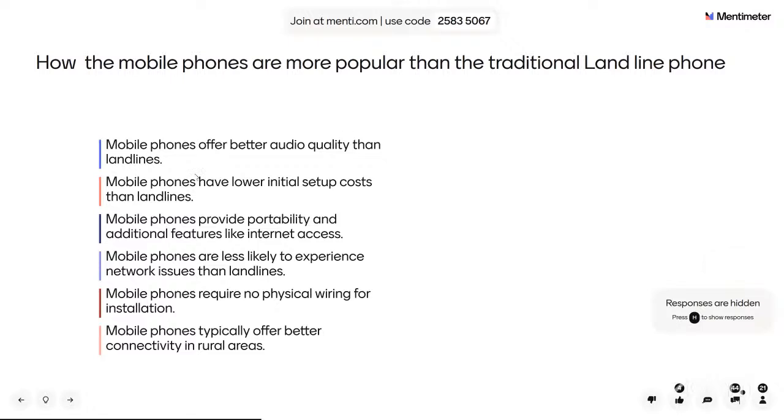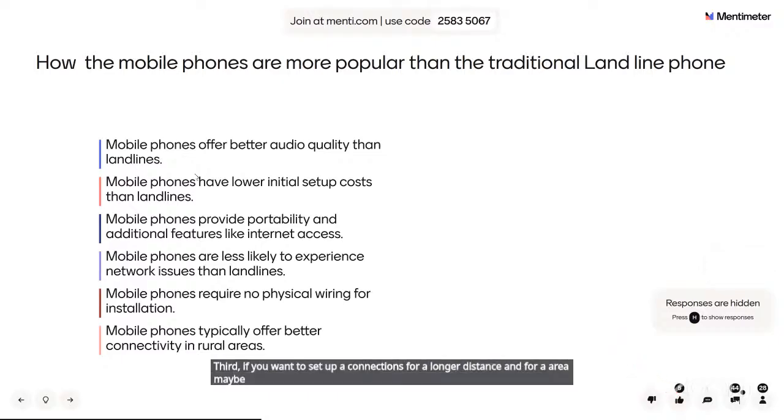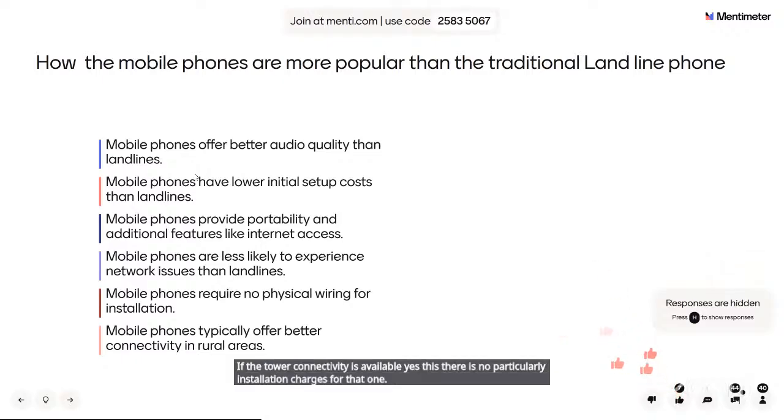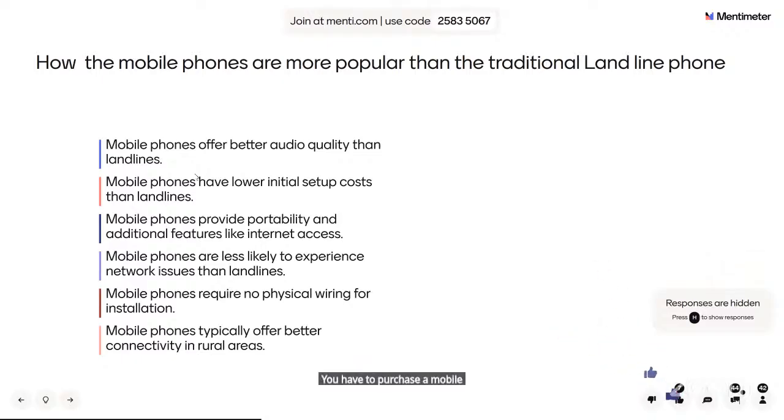Okay, third, if you want to set up a connection for a longer distance and for rural areas, you have to install wires for that. But with a mobile phone you only have to install a tower. If the tower connectivity is available there, there are no particular installation charges. You have to purchase a mobile phone, you have to purchase a SIM, and you can use that.